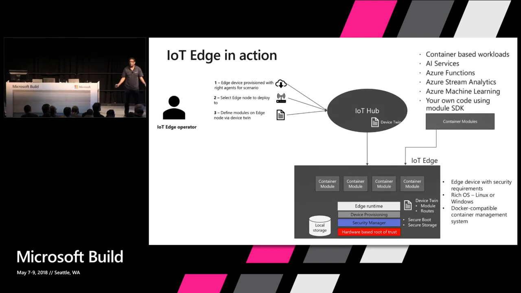All this is happening in containers which are Docker compatible, bringing those containers down and deploying them onto the device. These containers themselves could be AI services, functions, machine learning, your own code, could be anything. As long as they are packaged in the right way with our SDK and hosted in the right way, you could be hosting it in any number of ways. As long as you can refer to it as a URI, you can put it in the device twin, and now that will flow down onto this machine.